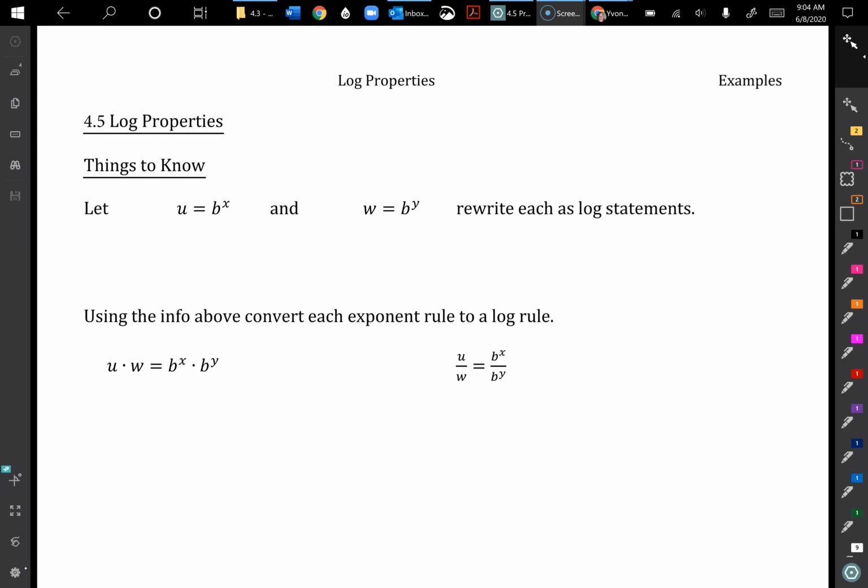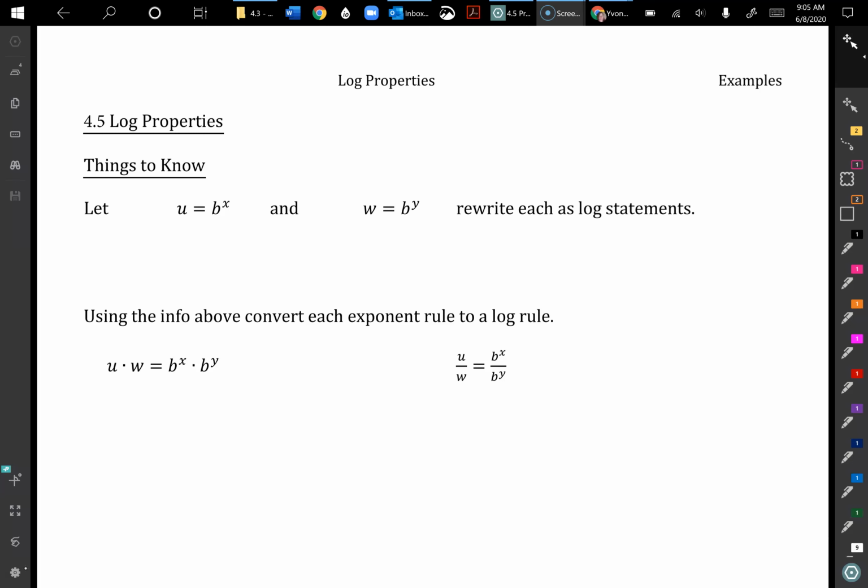Okay, this video is on log properties, section 4.5. These are some proofs basically of how they are built up so you can understand, and if you forget one you can kind of go back from scratch. But I really strongly encourage you to memorize these and be fluent in them.